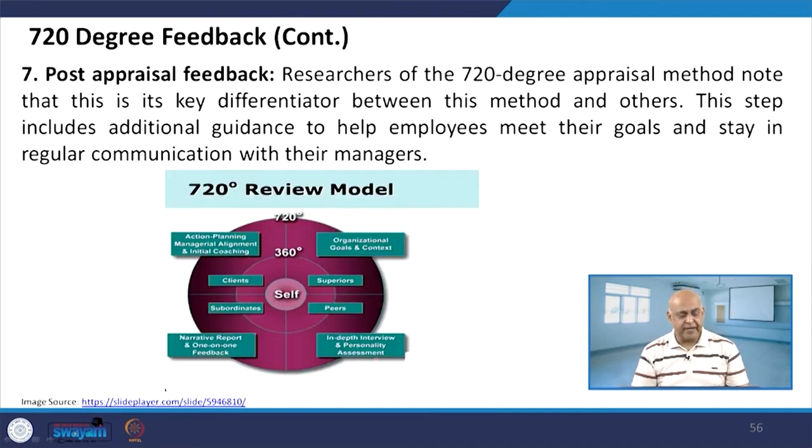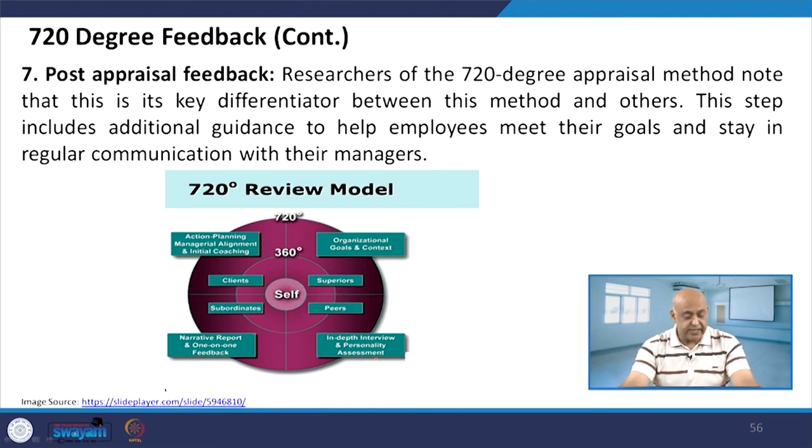The post-appraisal feedback: we have done the pre-appraisal feedback, and now we are talking about the post-appraisal feedback in the seventh step. In the first step, whatever has been decided was decided mutually. Researchers of the 720 degree appraisal methods note that this is the key differentiator between these methods and others. This step includes additional guidance to help employees meet their goals and stay in regular communication with their managers. If we go for this type of regular communication with their managers, then definitely they will become more and more successful.